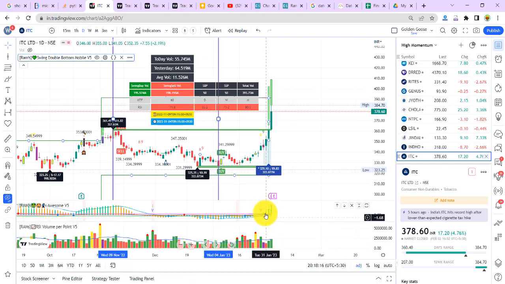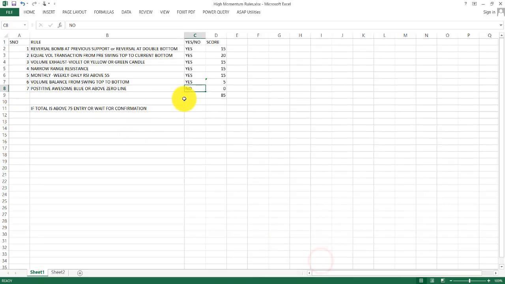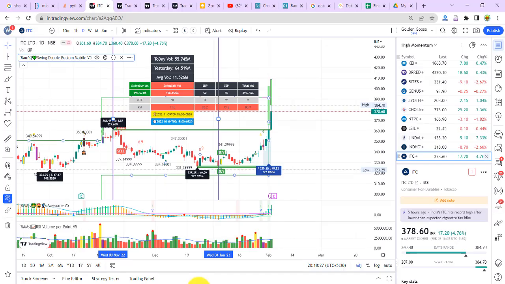The next one is positive awesome blue or above zero line. See, it is above zero line. So another yes. So our stock is following all our rules. So that's why we can take an entry here either for intraday or for a swing trade. Let's say if we have taken entry here, then we can move up here.